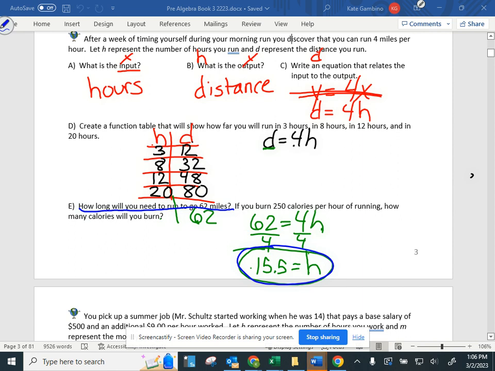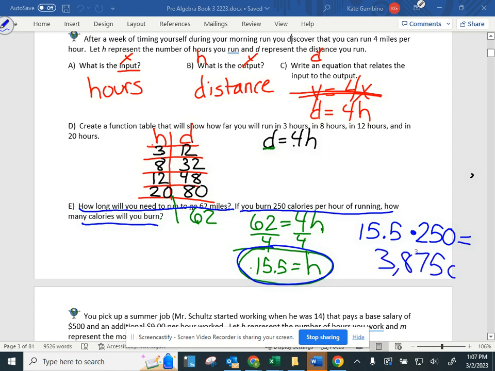So now I want to do my second question. How many calories will I burn if I burn 250 calories per hour, and I'm running for 15 and a half hours? Tatum, what's my equation? What math am I going to do? I'm running for 15 and a half hours, and I'm burning 250 calories per hour. 3875. Michael, what's the answer? 3,880. 3,875 calories I will burn altogether.